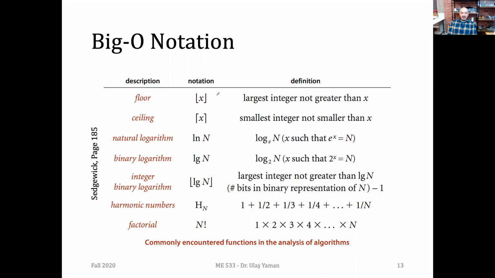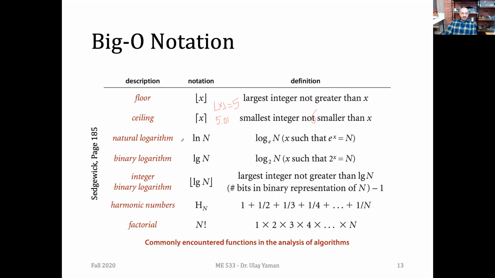For instance, if x is equal to, let's say, 5.99, what will be the result of the floor function? Then the floor function will be equal to just 5. We are considering the largest integer which is not greater than x. And for the ceiling, if x is equal to, let's say, 5.01, then it will be the smallest integer not smaller than x. So it will be 6.